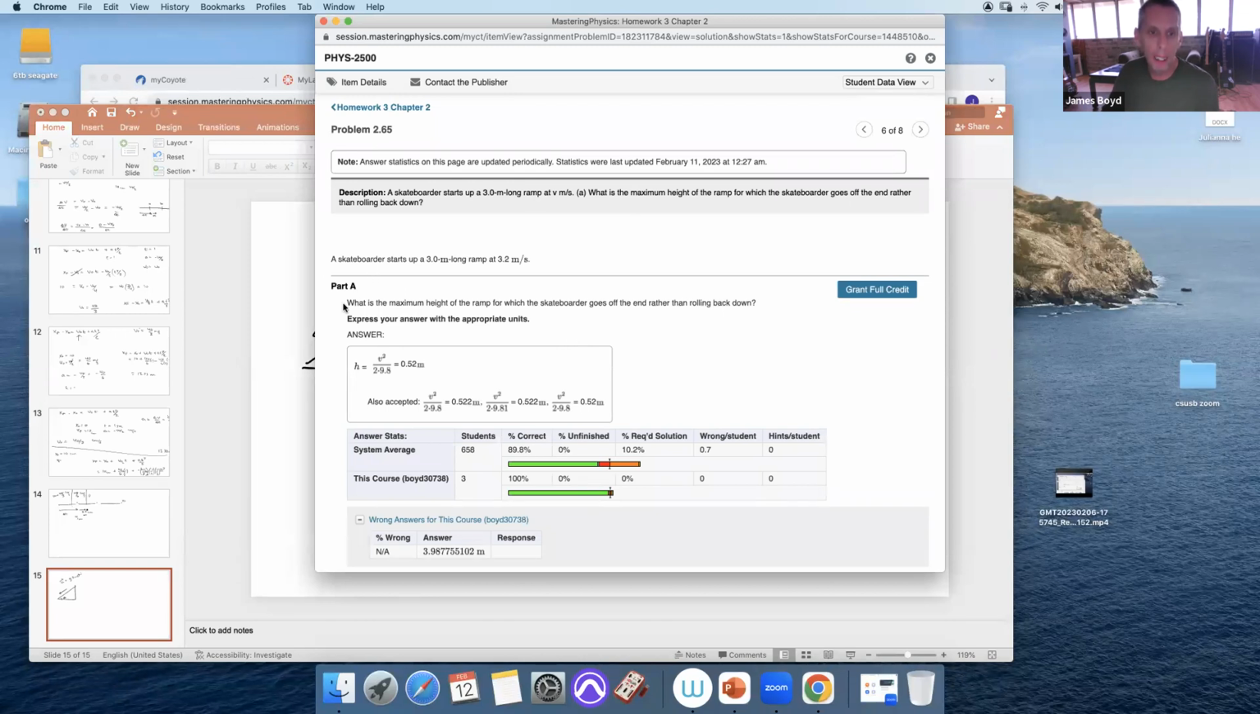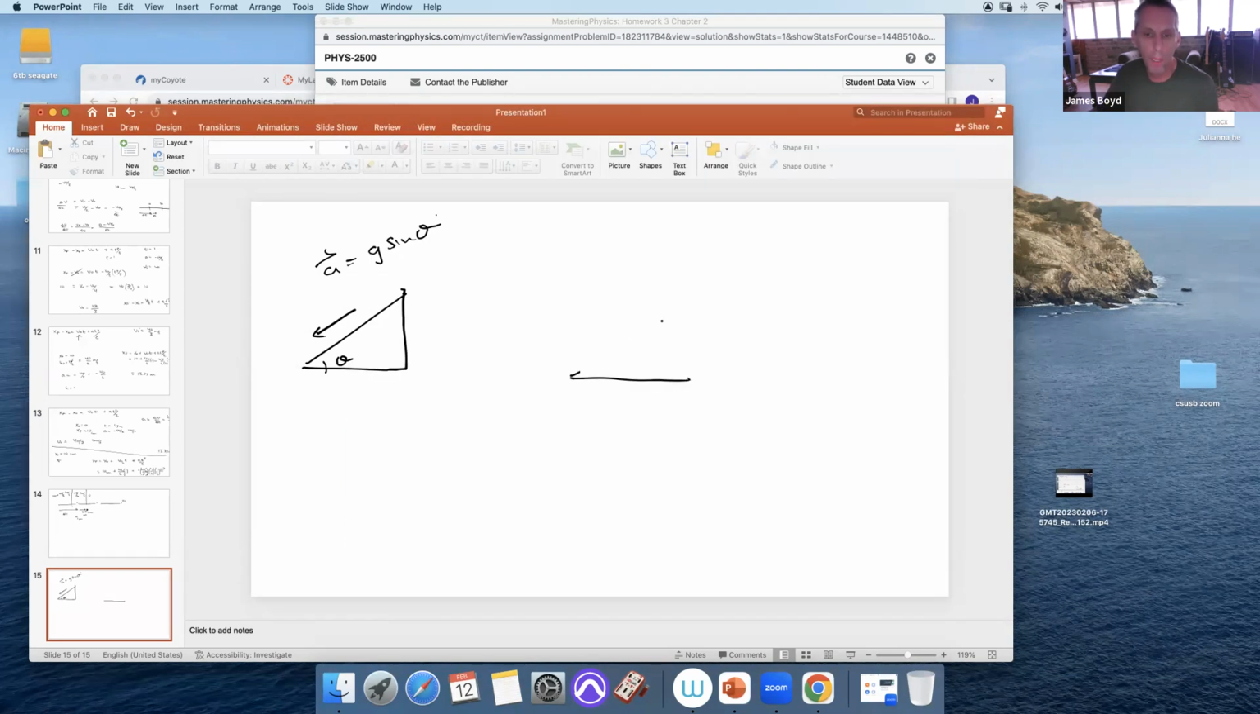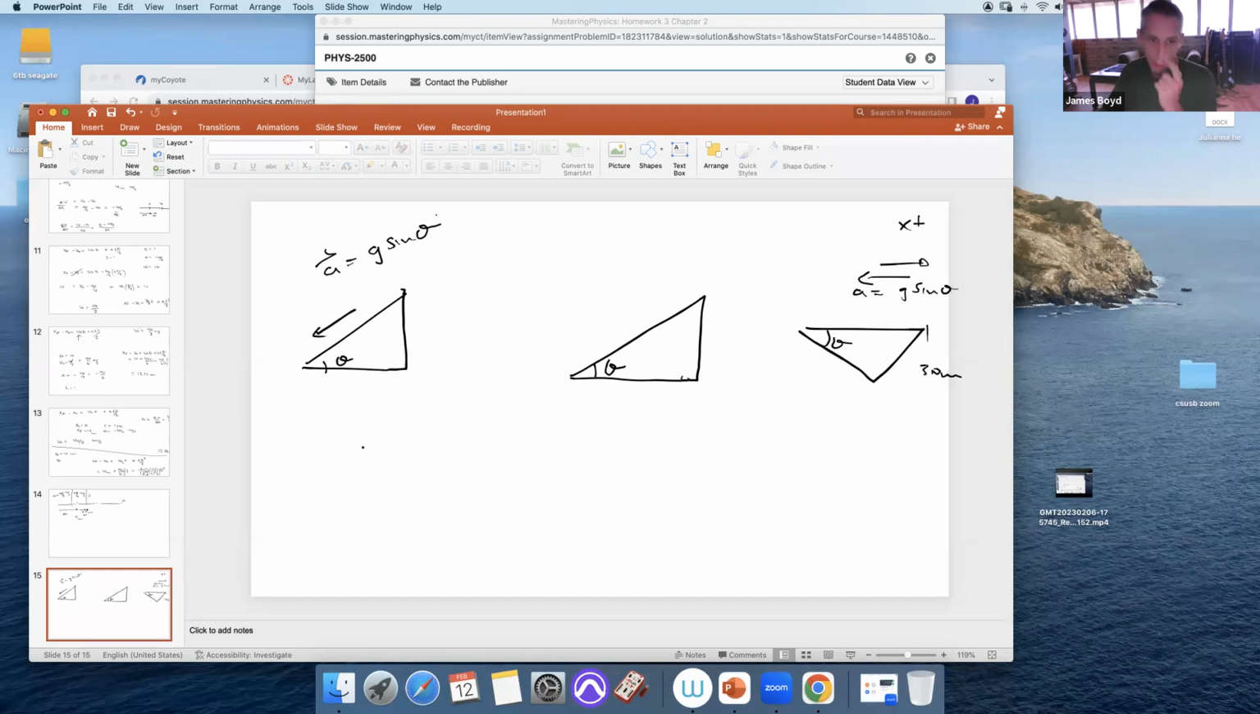What we have is a skateboarder starts up a 3-meter long ramp at 3.2 meters per second. So if we turn this on its side, we're going to assume that up is positive. It's 3 meters long. I don't even think we need to know that. The acceleration is g sine theta, and it's negative. So we're going to assume that x initial is 0. X final is unknown. It's what we want. V initial and V final, and then a and t. Now a is negative g sine of theta. V initial, we're told, was 3.2.